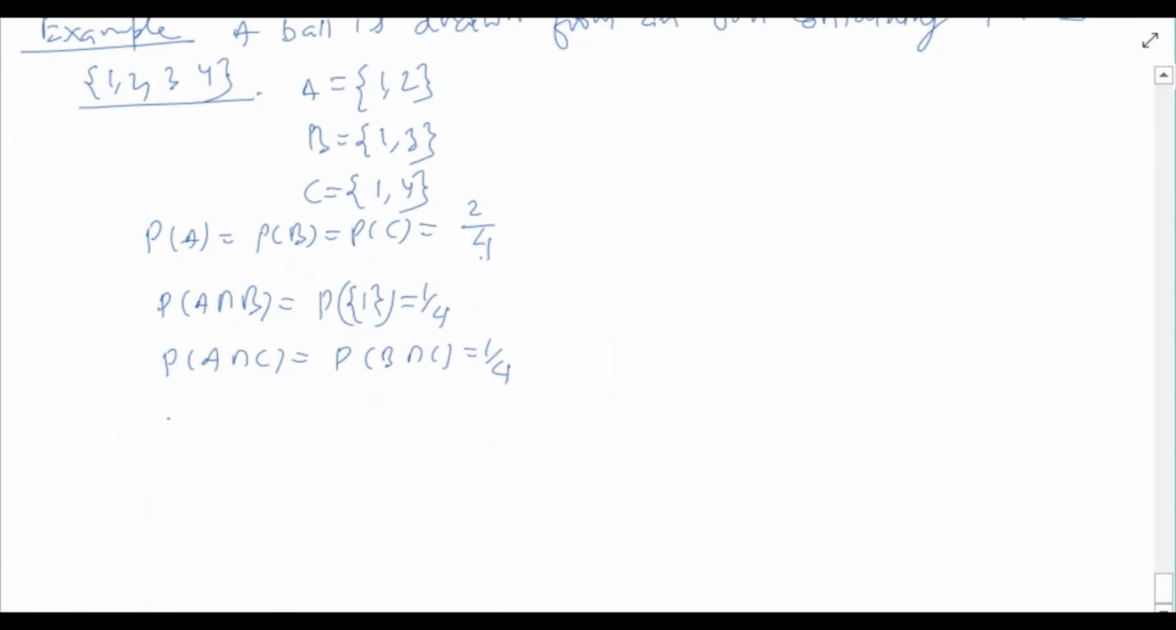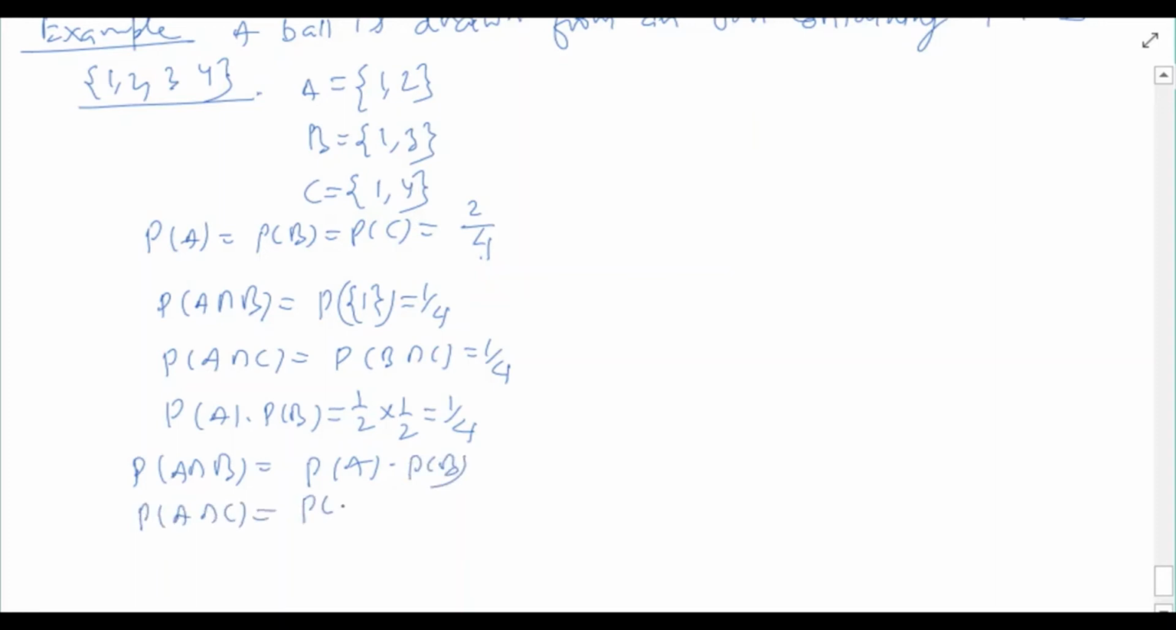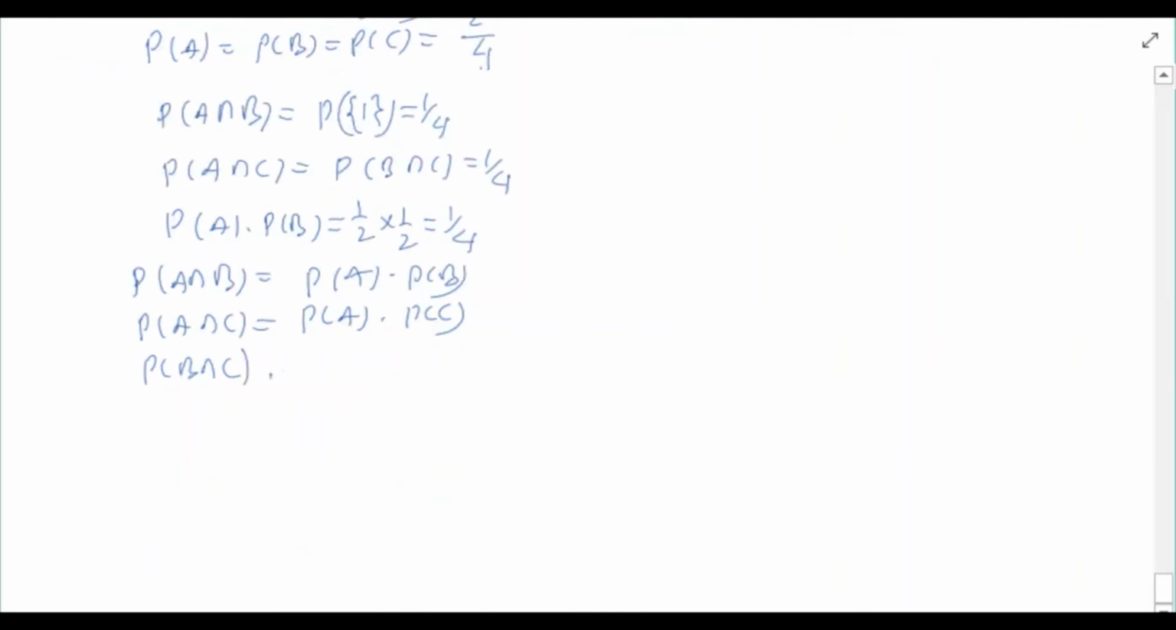Further, probability of A times probability of B is also half into half, that is 1 by 4. So we see that probability of A intersection B is probability of A times probability of B, and similarly probability of A intersection C is probability of A times probability of C. Probability of B intersection C is probability of B times probability of C.